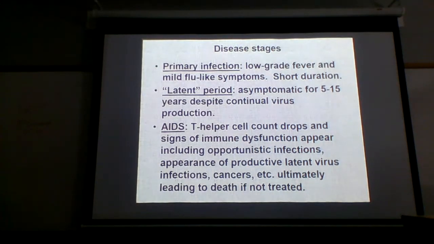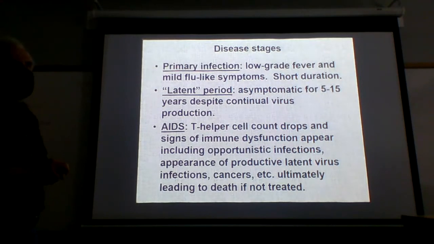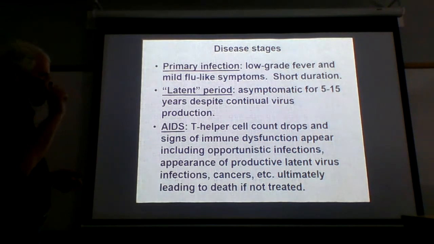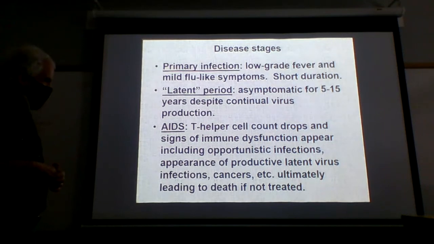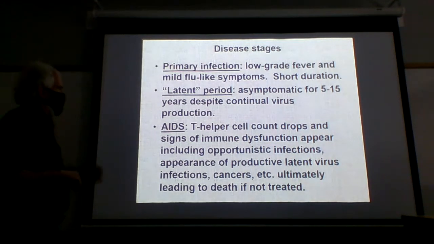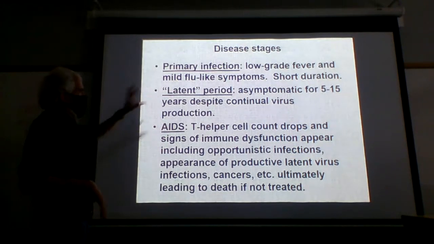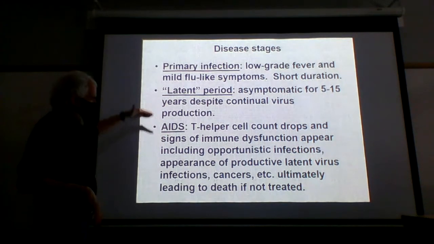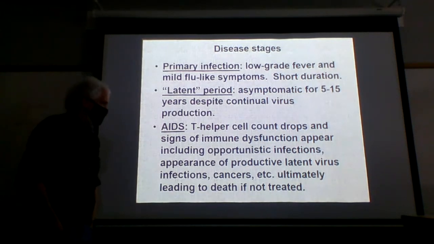So, the primary infection: a low-grade fever, mild flu-like symptoms, probably something you might not even notice. There then is a fairly long latent period. The virus is still being produced, and then eventually this turns into full-blown AIDS. So we've got the virus, HIV, and then the disease that manifests itself is acquired immune deficiency syndrome.